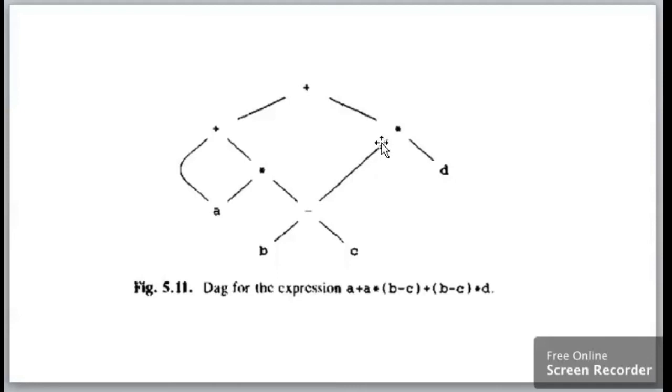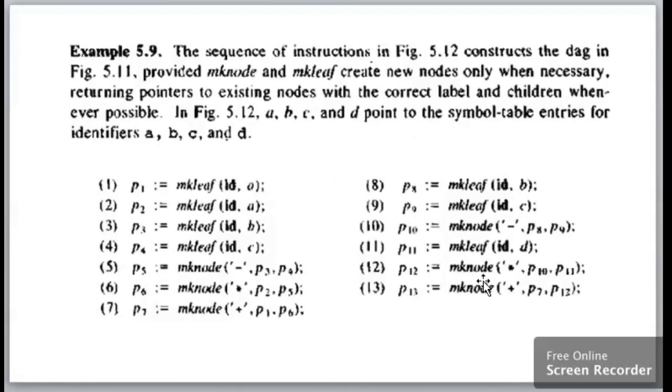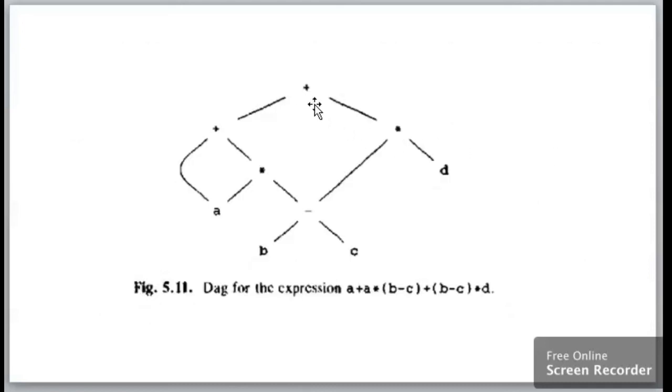So it's going to be B minus C into D. Now the final output that would be added with the previous one. So it's going to be with mknode multiplied by P10, that is B minus C, into P11, that is D. Now the final output that you are going to generate is P7, that is the sub expression A plus A into bracket of B minus C. The complete output would be added with this second part.